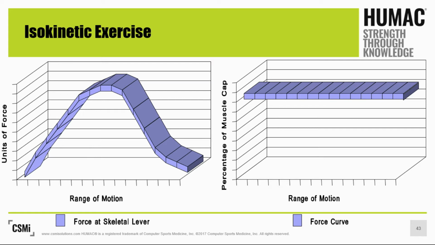The graph on the right plots the percentage of muscle capacity on the y-axis with the same range of motion on the x-axis. You can see that because the resistance changes, the muscle gets exercised at the same level of intensity throughout the range of motion. This is going to contrast with what's coming up next with isotonic resistance.